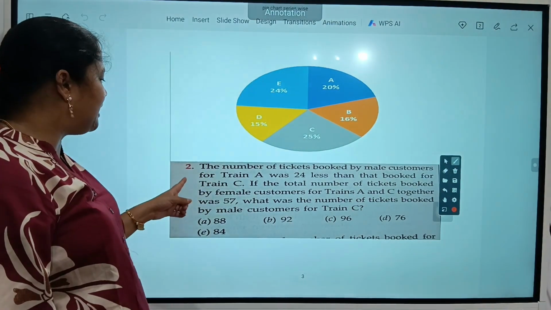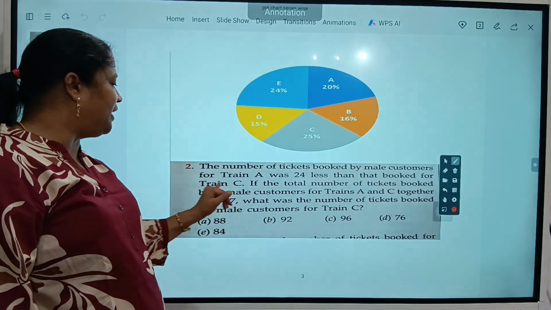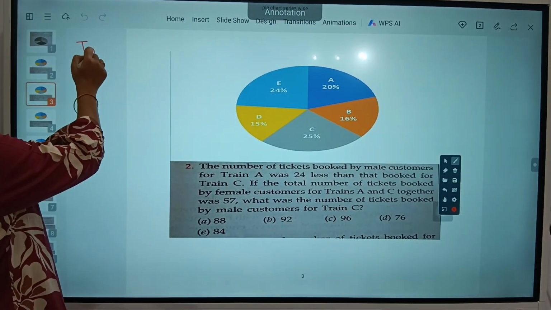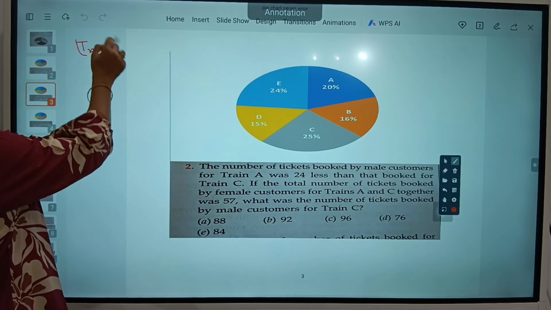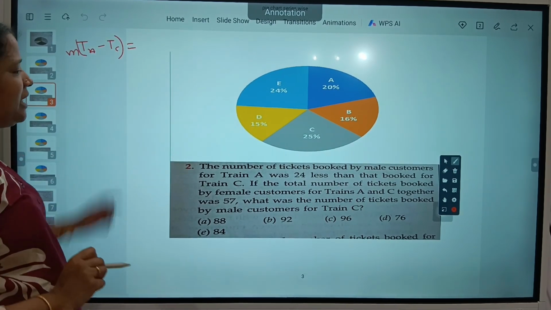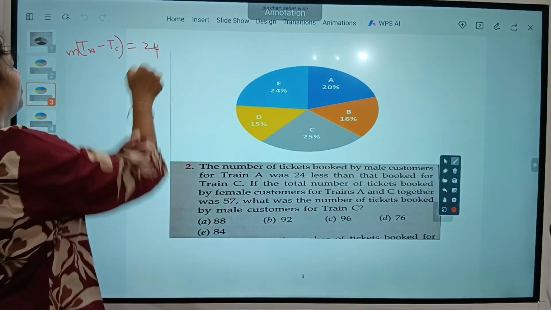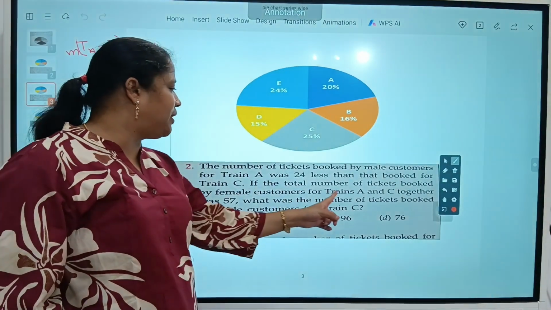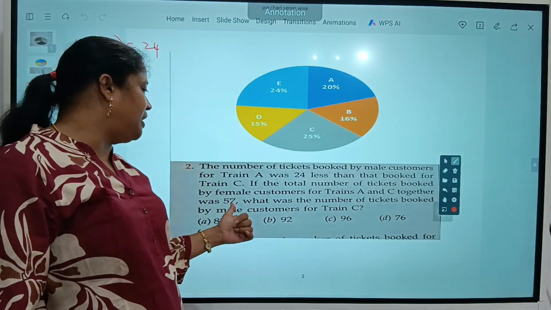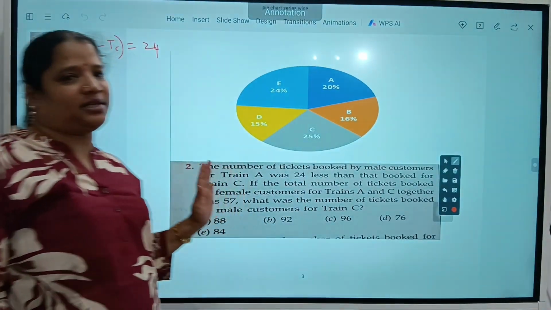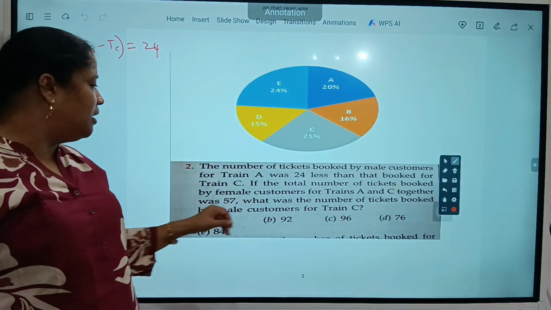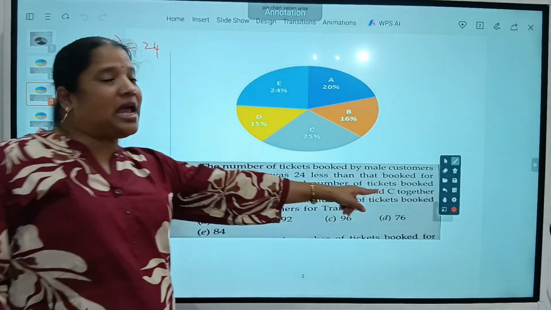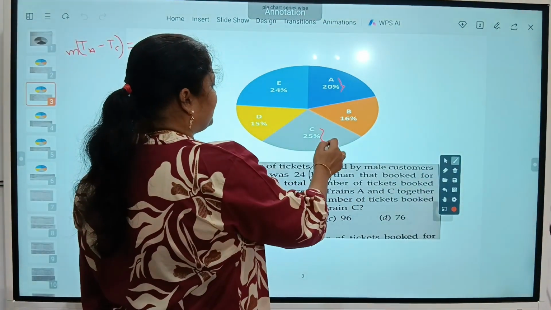The number of tickets booked by male customers for train A was 24 less than that booked for train C. Means male customers for train A minus train C is equal to 24. If the total number of tickets booked by female customers for both train A and C together was 57, what was the number of tickets booked by male customers for train A and C? The total number of female customers is given, and the total number of male customers in A and C we have to find out.